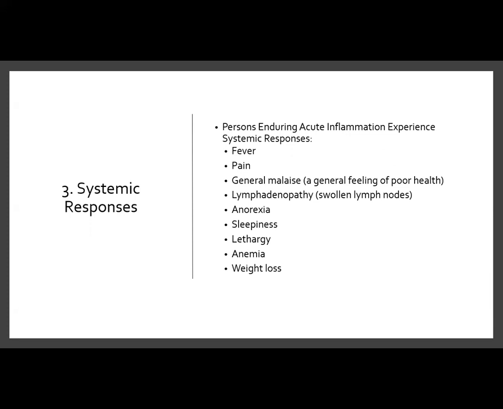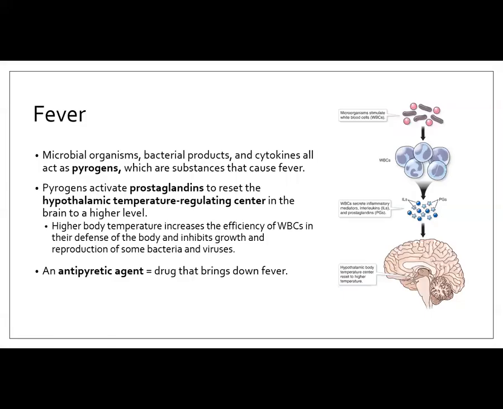Persons enduring acute inflammation experience systemic responses. So that's things like fever, pain, a general feeling of poor health, lymphadenopathy, so that's swollen lymph nodes, anorexia, sleepiness, lethargy, anemia, and weight loss. So microbial organisms, bacterial products, and cytokines all act as pyrogens, which are substances that cause fevers. So all these different things act as those pyrogens.